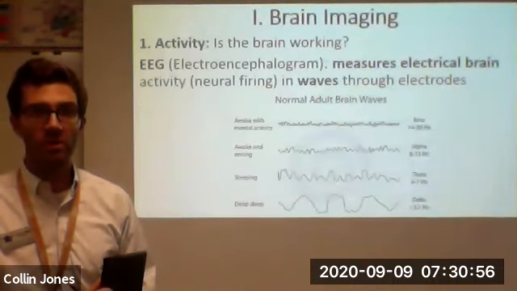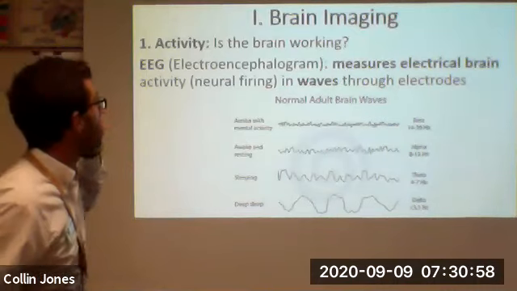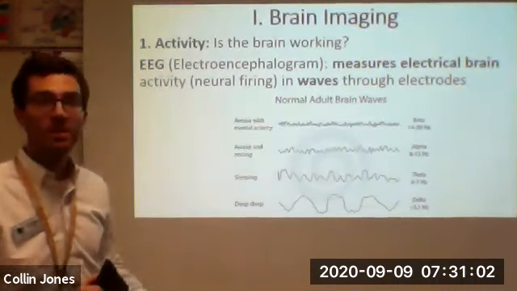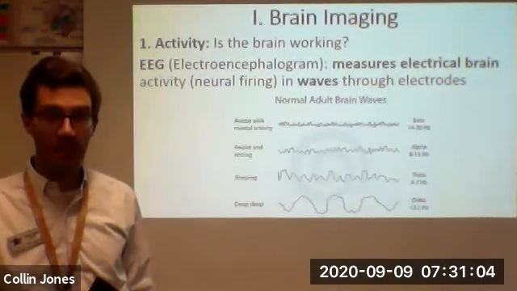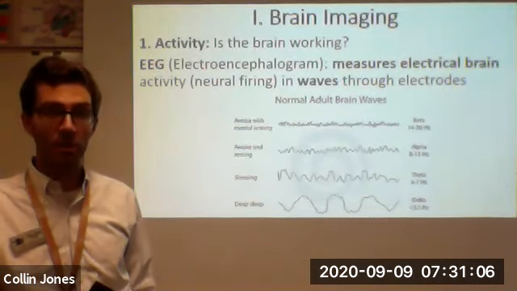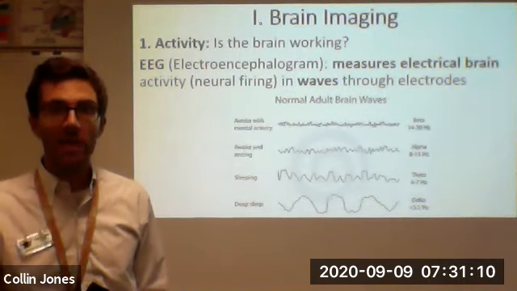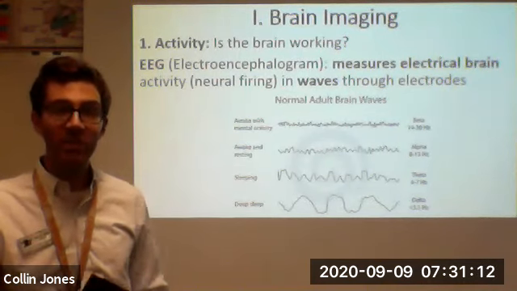Okay, so let's go through each question. Now you may want to write. So we're still on Roman numeral 1. It's all about brain imaging. We're going to go through the 6 different types of imaging techniques, the types of scans, the types of research we can do on the brain. So number 1, brain activity. Is the brain working? The test we would do is called an EEG.